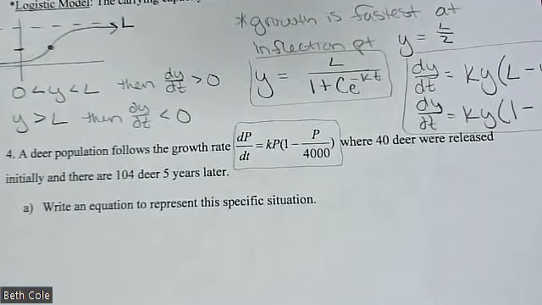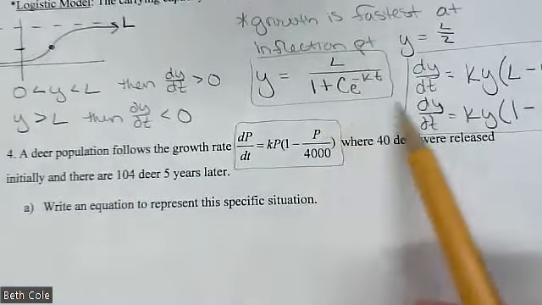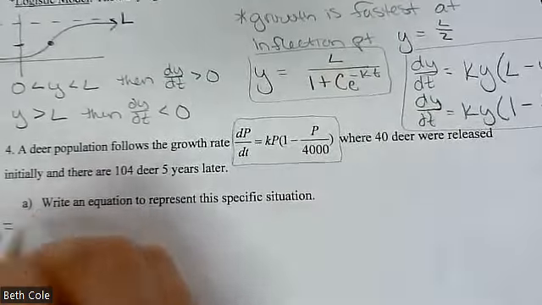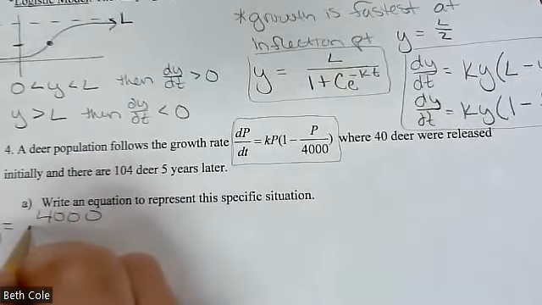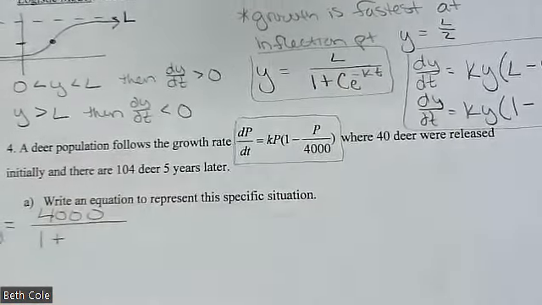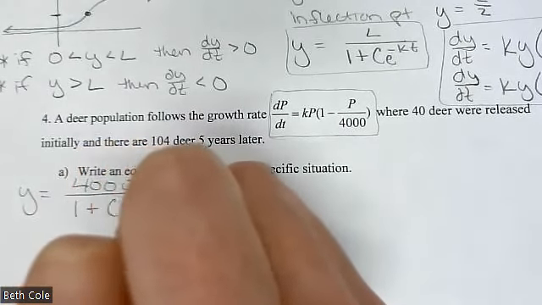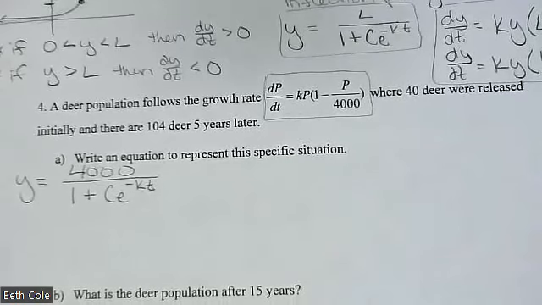40 deer were released initially, so that's at time 0. And then there's 104 deer 5 years later. So we're going to have to go through and find all of the things that we're missing. Let's start with that 4,000 though. It's going to be y equals 4,000 over 1 plus, and then it's Ce to the kt, but just make it negative. So it's the same as what we just did on the other side of the paper, but just make the k negative.